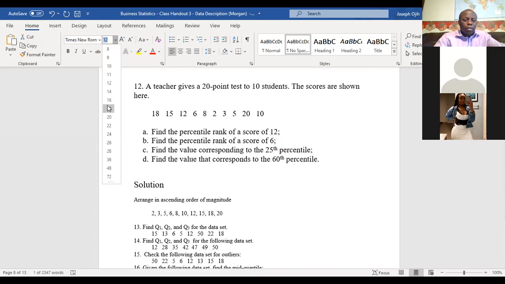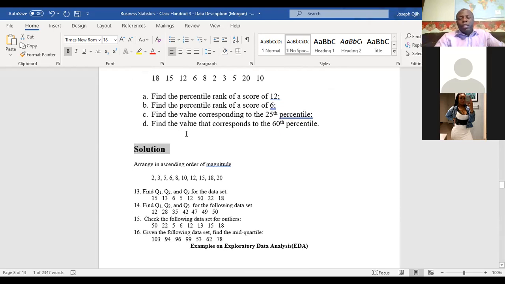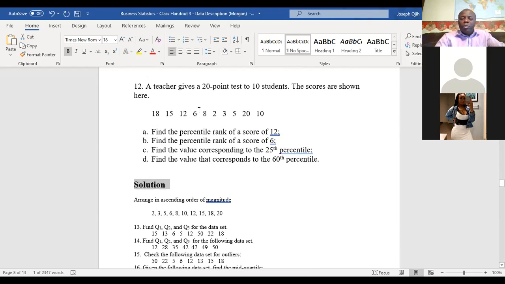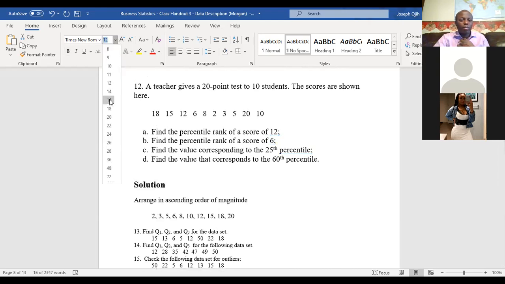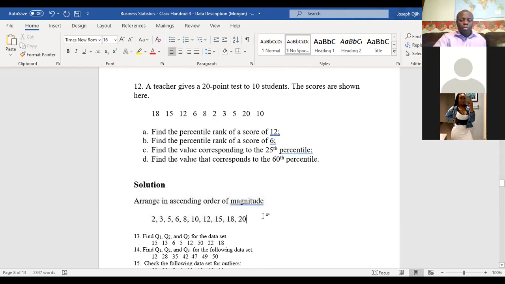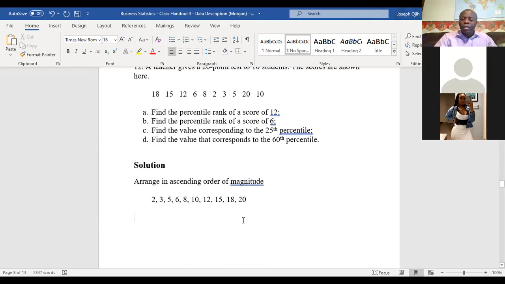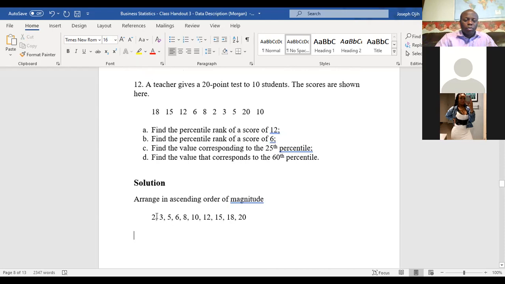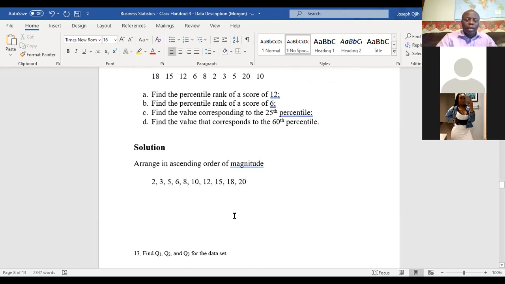So the first thing is to arrange this data set in order from the smallest to the largest, so in ascending order of magnitude, which I did here already. With this, we're now ready to find the percentile rank. So how many of them? 1, 2, 3, 4, 5, 6, 7, 8, 9, 10 of them. So our n is 10.